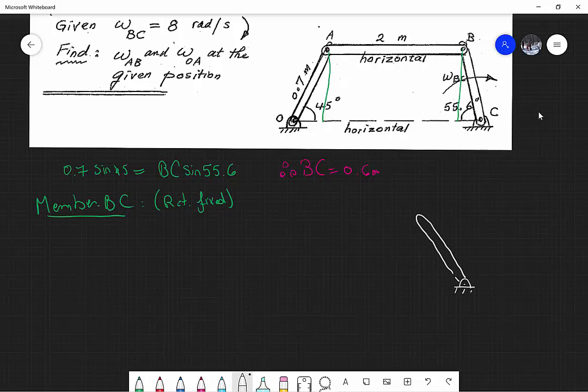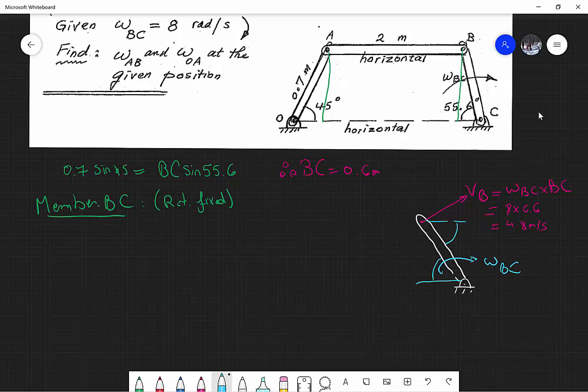Here is the first member and the omega is in this direction. This is omega BC. Therefore VB is perpendicular to member BC in the same direction as the omega, so this is the VB. VB is equal to omega BC times the length BC. We know already that omega BC is 8 and BC is 0.6. Therefore VB is equal to 4.8 meter per second.